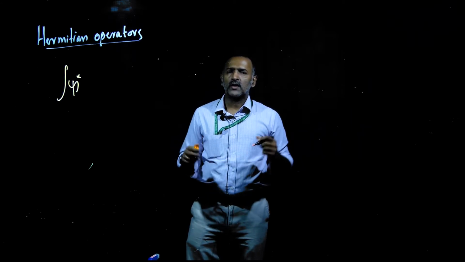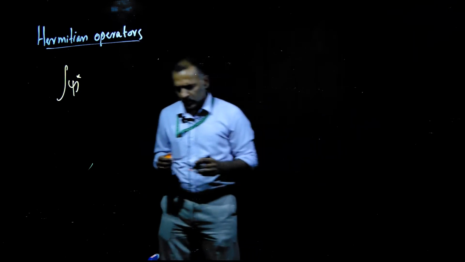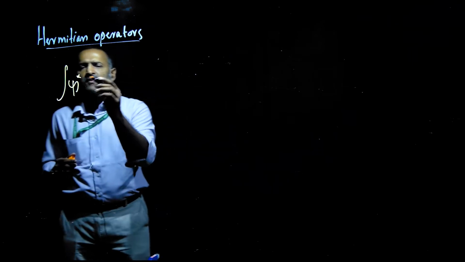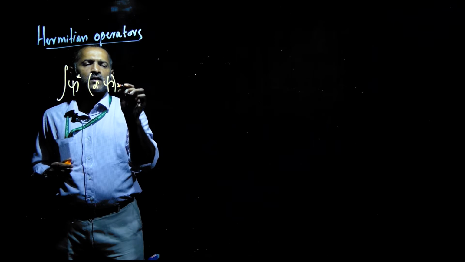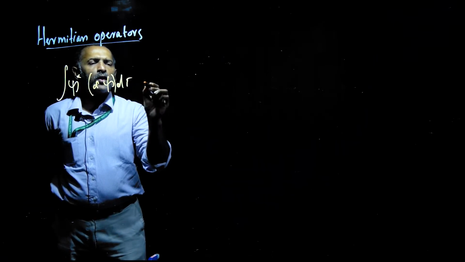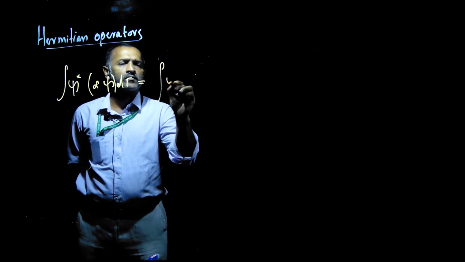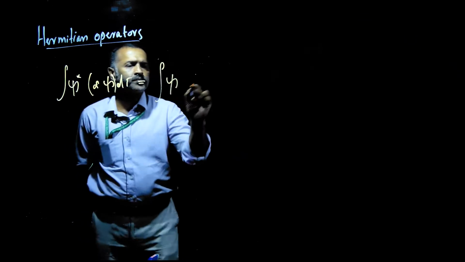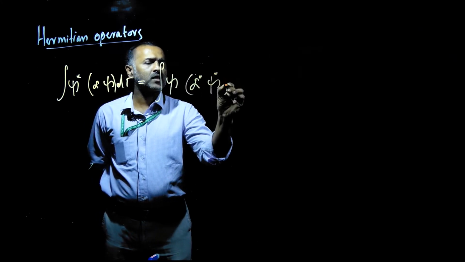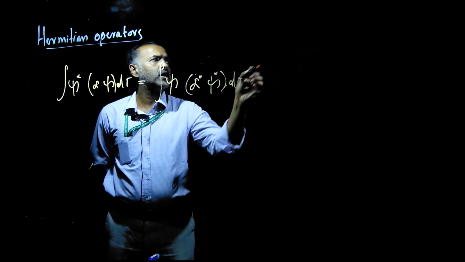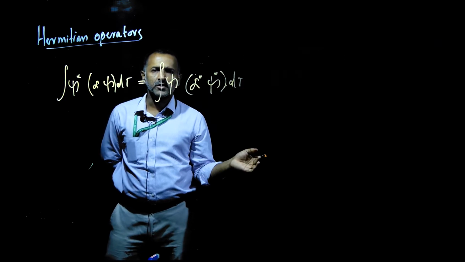Let us move to how we can write the equation for the Hermitian operator. It implies that integral psi star alpha psi d tau, the volume element, should be equal to integral psi alpha star psi star d tau. This is one way of stating the Hermitian property.